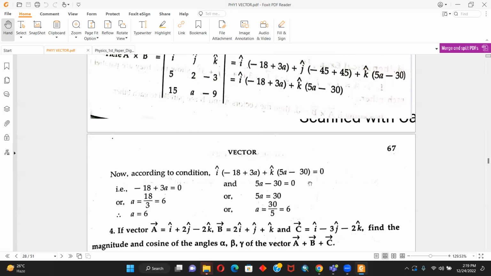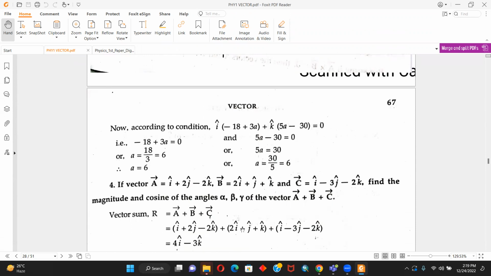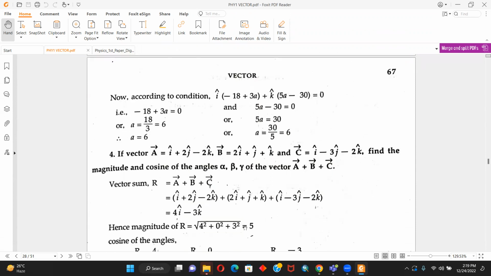Oh, okay, understood. I think what they mean is alpha would be the angle with the x-axis, beta will be the angle with the y-axis, and gamma will be the angle with the z-axis. And then vector A plus vector B plus vector C. You understand that, right? You have to add the coefficients of i cap, add the coefficients of j cap, and add the coefficients of k cap to get A plus B plus C.